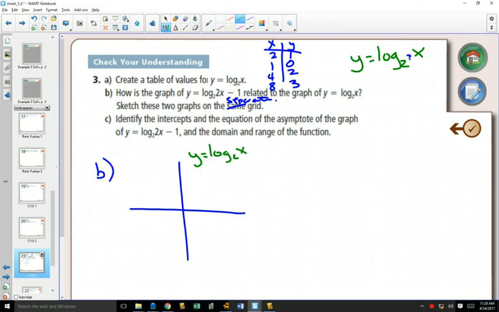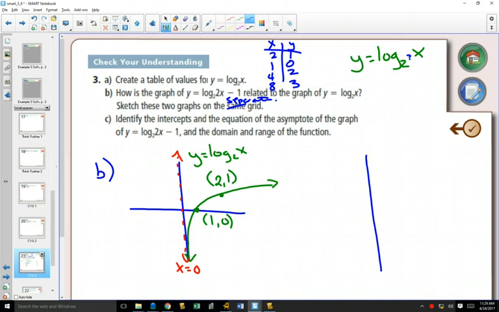My table of values can help, but one of the things that we've already talked about is every log graph goes through the point 1, 0. And a secondary point, since the base is 2, it's going to go through the point 2, 1. And log graphs have this shape with an asymptote at x equals 0. Over here in black, we're going to graph y equals log 2 of 2x minus 1.